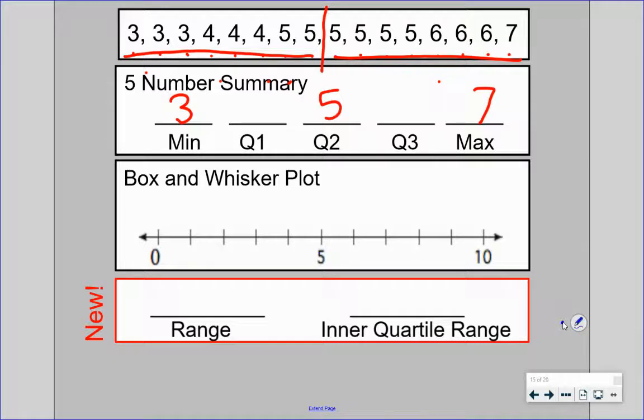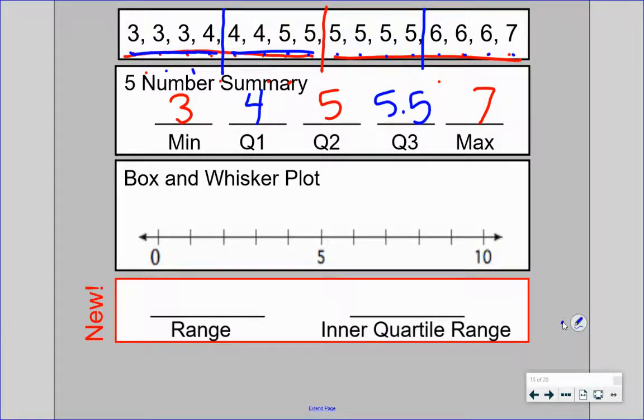I'll change colors here as we look over here to the left. Again, we have 1, 2, 3, 4, 5, 6, 7, 8. So we'll have 4 when we divide each of those. And so our Q1 is going to be 4. And over here, we have 3, 4, 5, 6, 7, 8. So right in the middle of those is between 5 and 6, which will be 5.5.